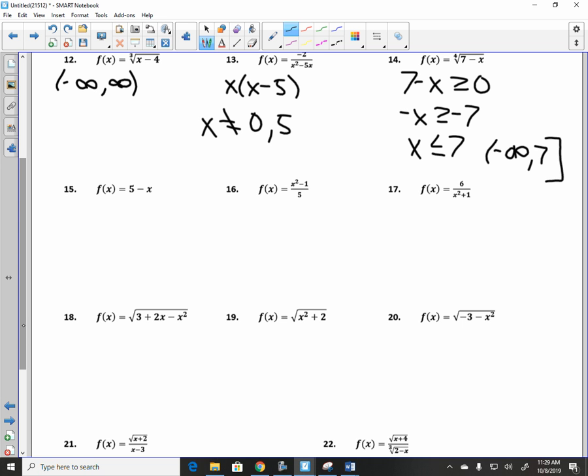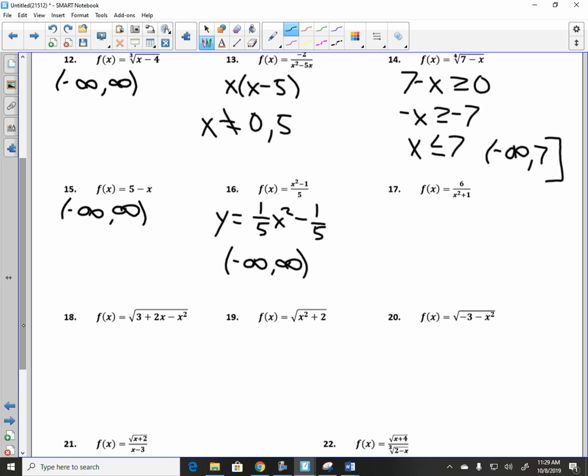What about 15? Yes, it's just a polynomial. It's a line. Looks like this. What's the domain of this? Yes, all real numbers. Next one looks like a rational function, but it's not really a rational function, is it? It's just 1/5 x squared minus 1/5. What shape does that make? What's the domain of a parabola? All real numbers, negative infinity to infinity.